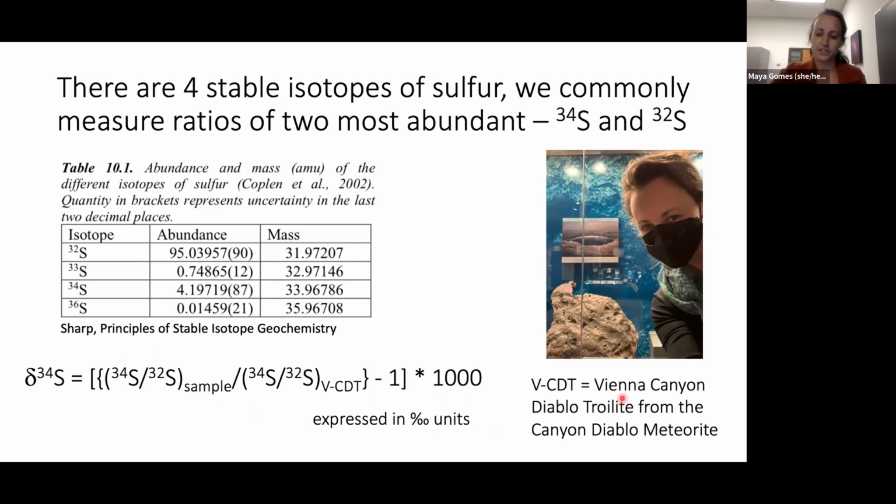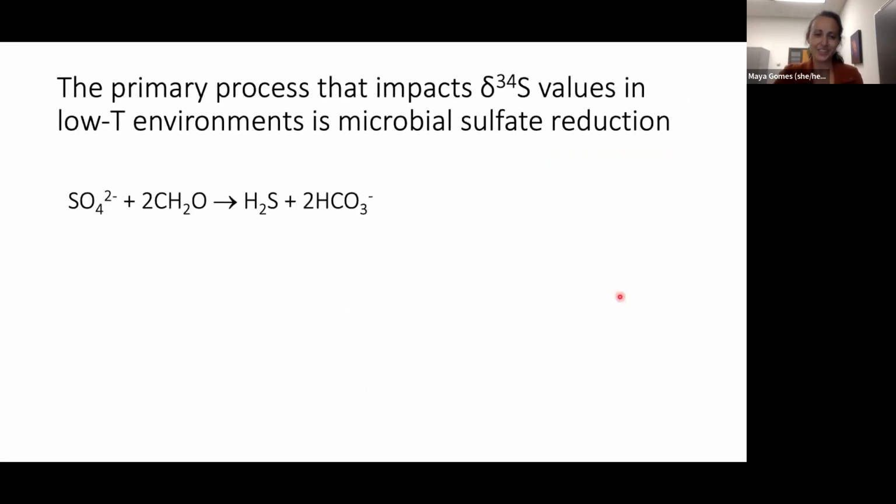And the standard is the Vienna Canyon Diablo troilite, which is an iron sulfide mineral from within the Canyon Diablo meteorite, which formed meteor crater in Arizona. And so it's a really great standard. I always find it whenever I go to a museum and take a picture of it. So this is me at the Smithsonian, being really happy that I'm at the sulfur isotope standard.